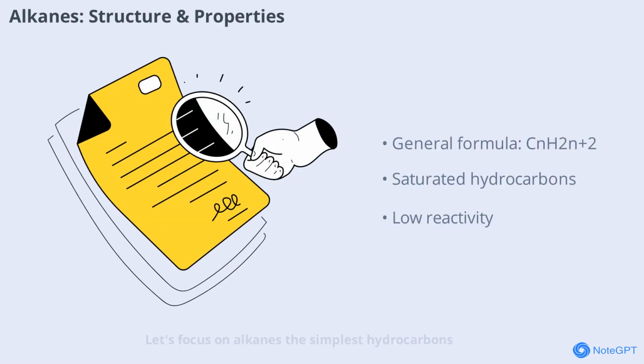Let's focus on alkanes, the simplest hydrocarbons. Alkanes follow the general formula CnH2n+2 and are also known as saturated hydrocarbons. They form straight or branched chains and are relatively unreactive due to their strong C-C and C-H bonds. We'll look at examples like methane, ethane, and propane, and discuss their physical properties such as boiling point and solubility. This understanding will help you recognize alkanes in various organic reactions.